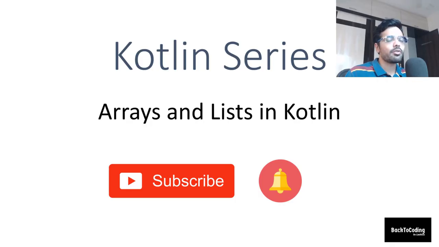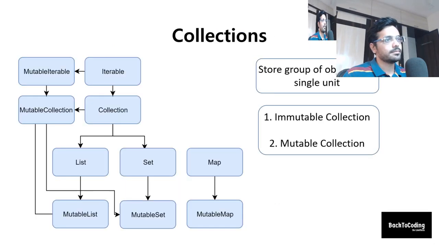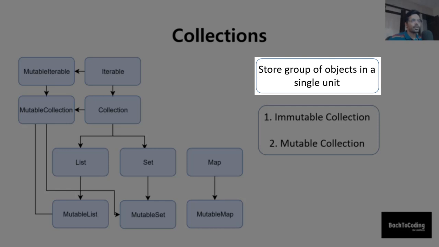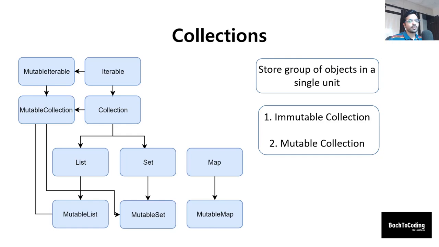In the previous video, we saw what nullability is in Kotlin and how to make use of it. In this video, we'll talk about collections in Kotlin and we'll see the common collection types, which are arrays and lists. Collections are used to store a group of objects in a single unit. They let you store any number of values together. A collection usually contains a number of objects of the same type. This number may also be 0.